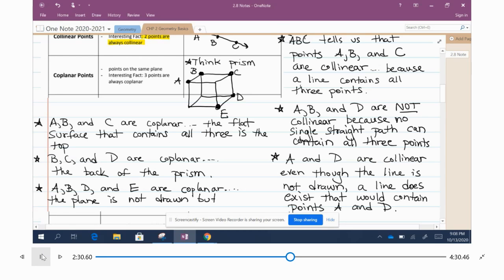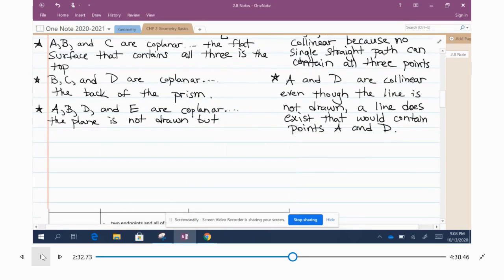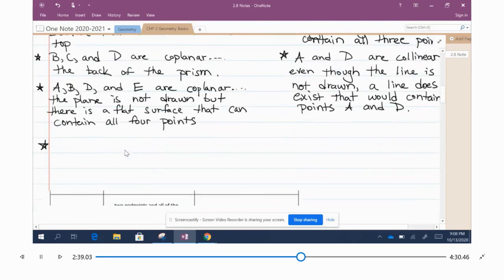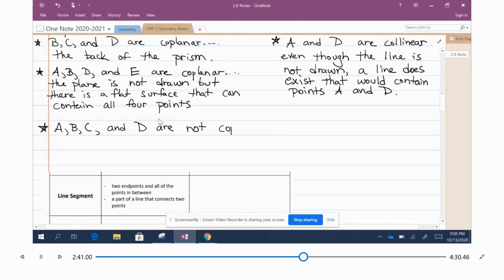It's a little bit tricky. So we might need some more examples of that in class, which we will take a look at when it comes up. Okay, so you can have 4 points that are coplanar.